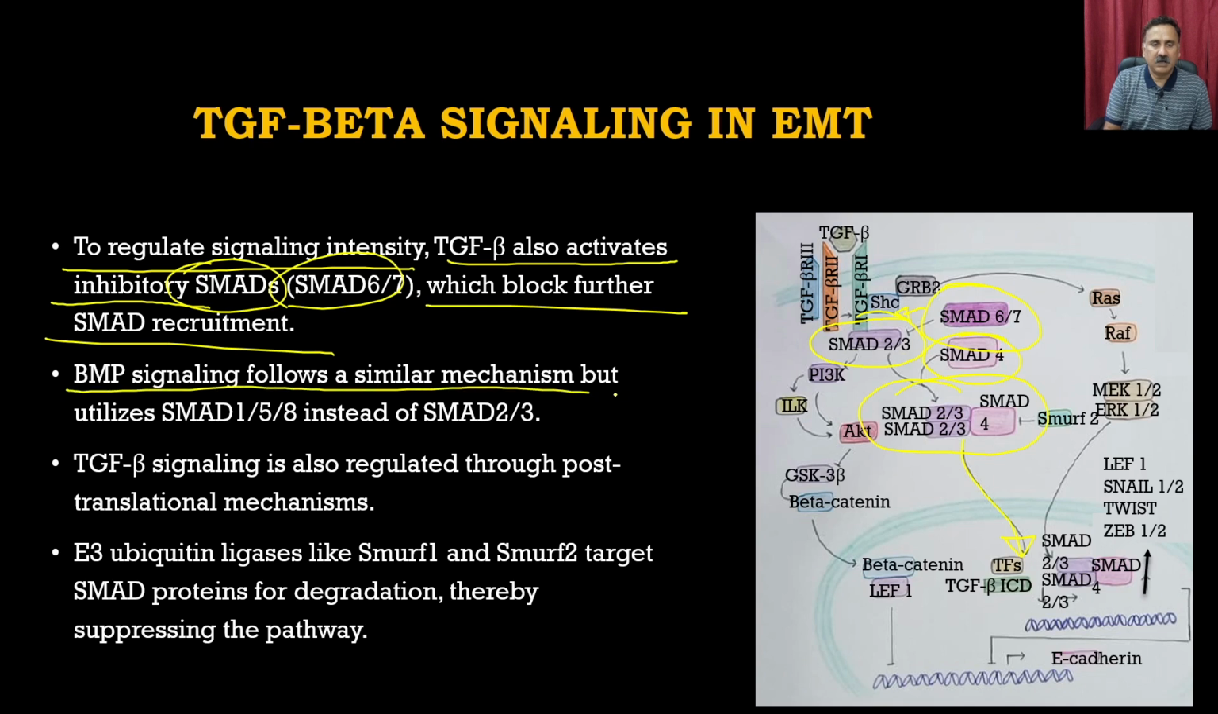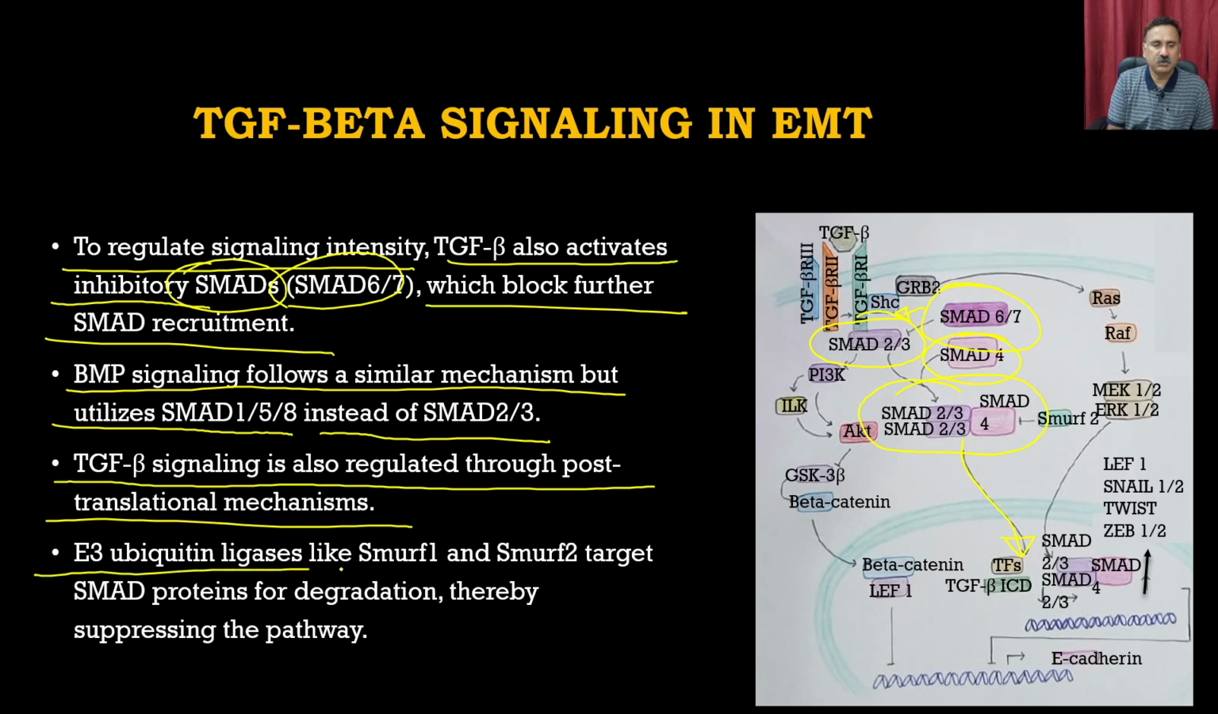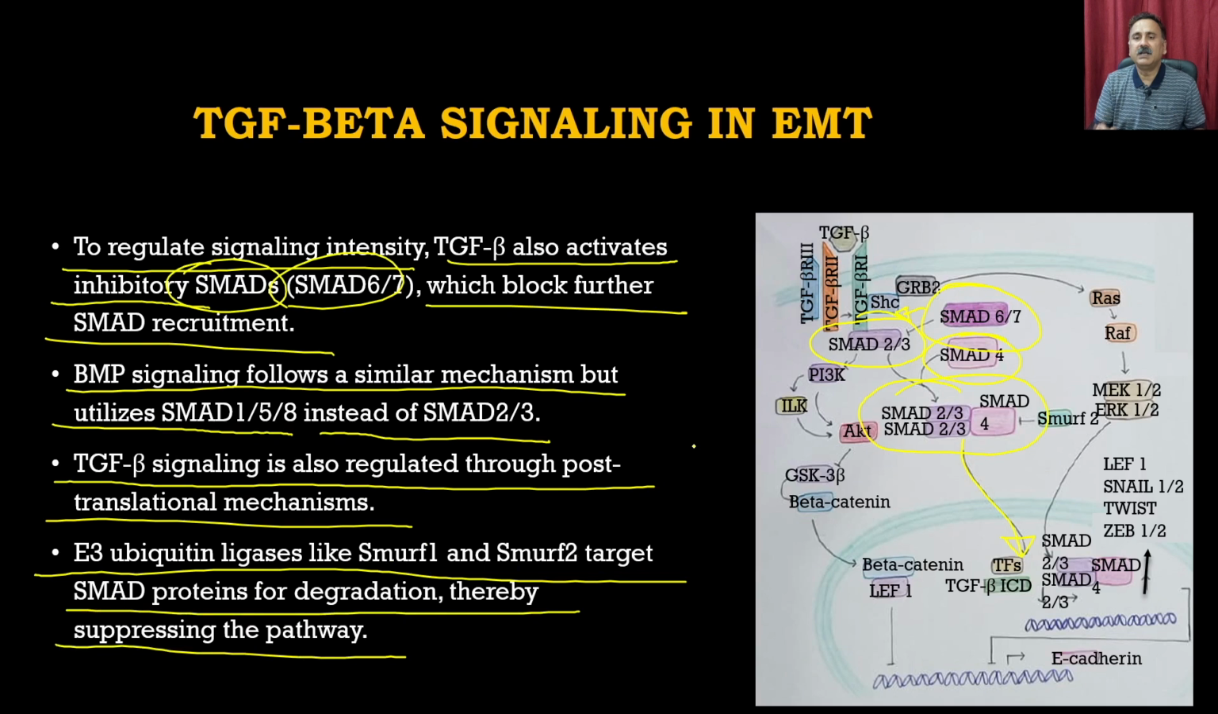So BMP signaling has a similar mechanism, but utilizes the SMAD1, 5, and 8 instead of SMAD2 and 3. And TGF beta signaling is also regulated through post-translational mechanisms, and E3 ligases like the SMURF1 and SMURF2 target the SMAD proteins for degradation, thereby suppressing the pathway. So there is a very tight control of the TGF beta signaling so that it does its job, and then once the job is over, it activates the inhibitory pathway, and that's how it is regulated.